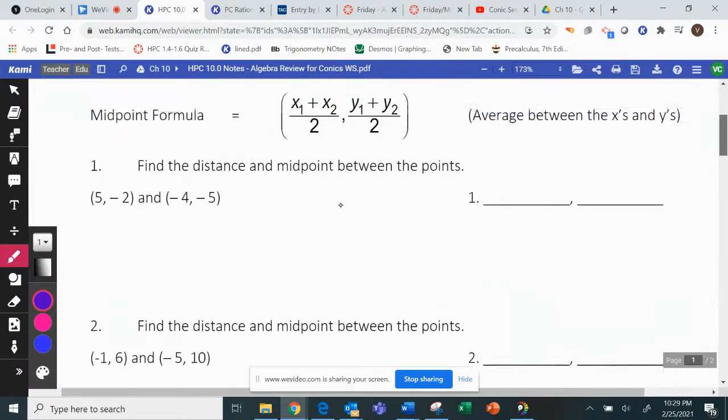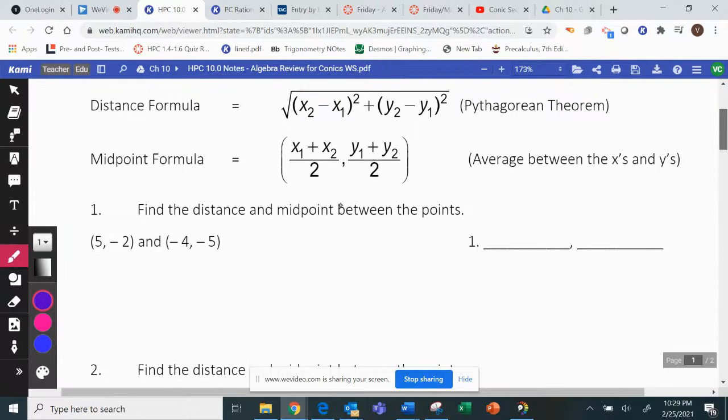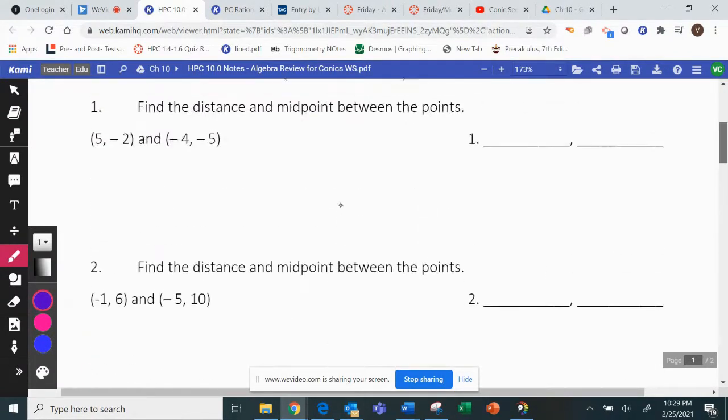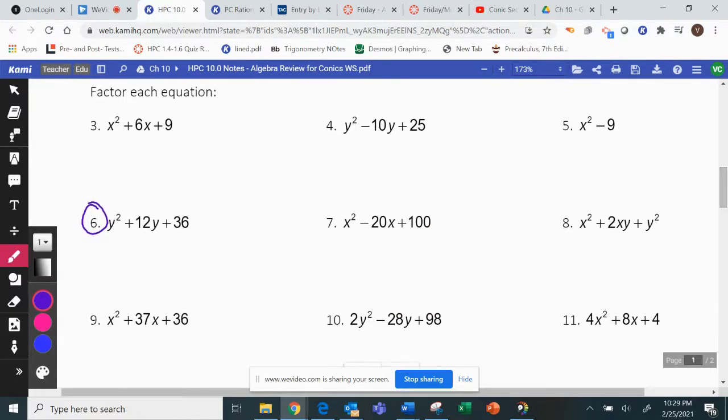Just going to quickly go over a couple topics that are going to be important for Chapter 10. We've done so much distance formula, Pythagorean theorem, and the midpoint formula. You've been doing that for years, and there's not many of those, so I'm not going to go through those. I wanted to go over one factoring question, and I just picked a random one, this one right here.